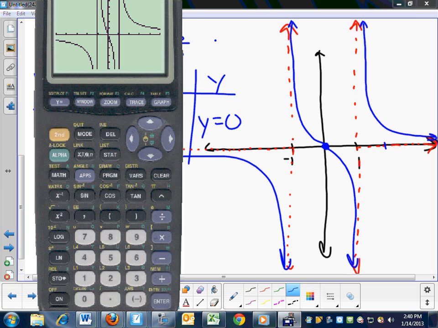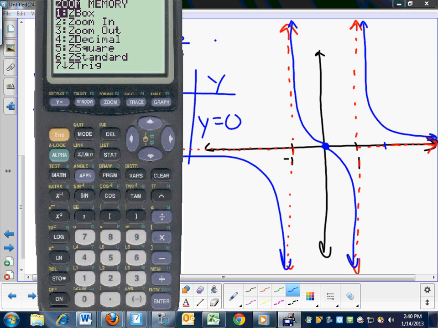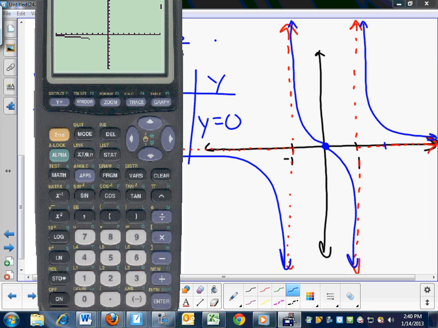We're pretty smart. And if you want to look at it in a standard viewing window, check it out. There it is.